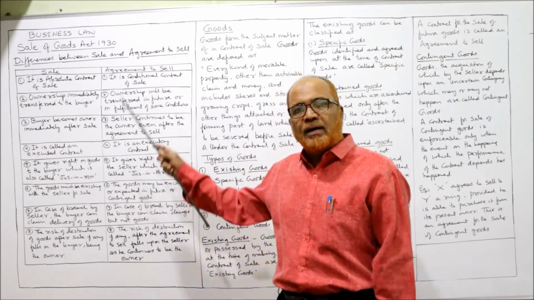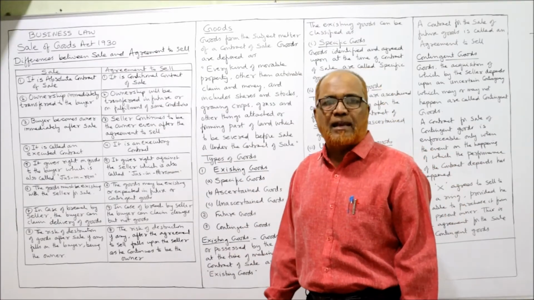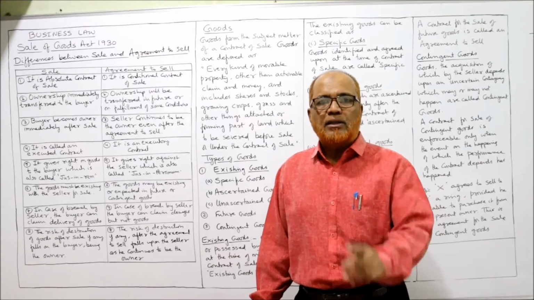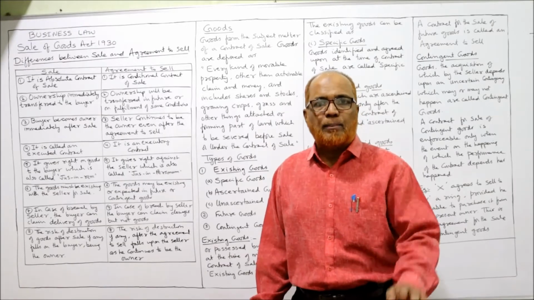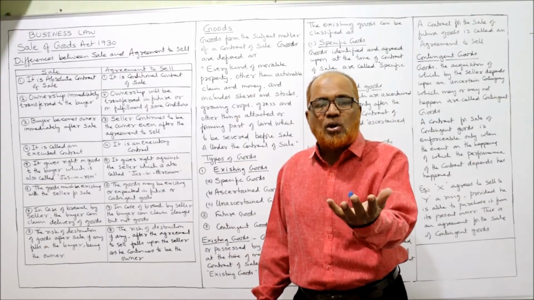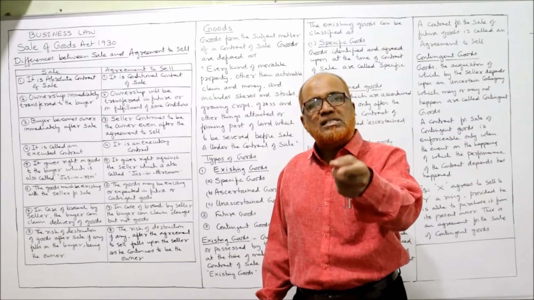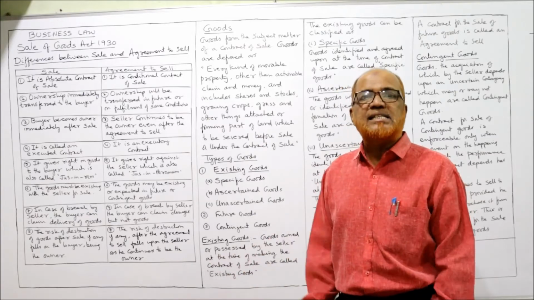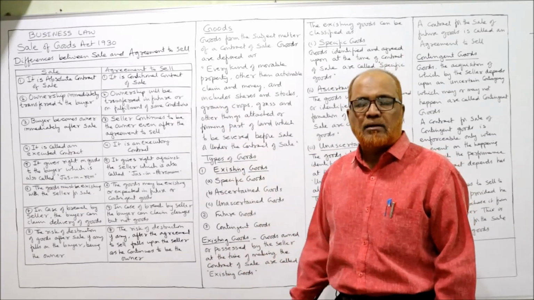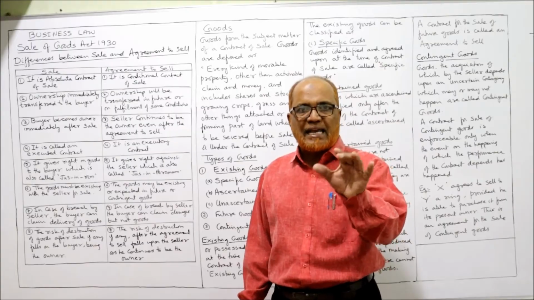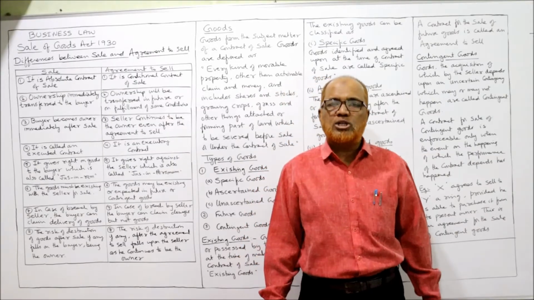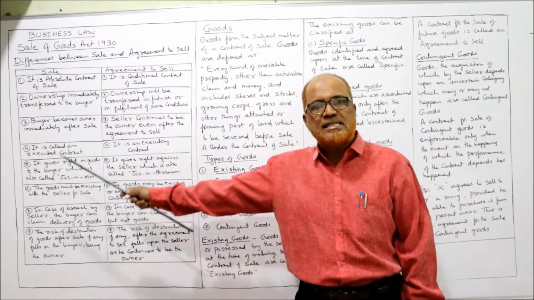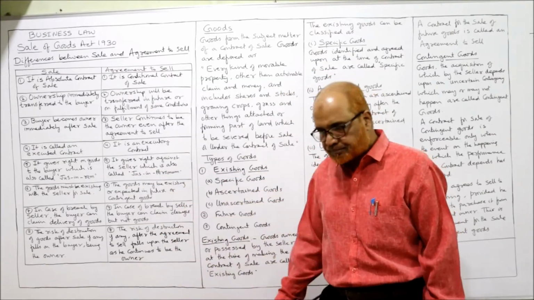But in case of agreement to sell, if the goods are destroyed after the agreement to sell, the loss will be of the seller, not of the buyer, because the property in the goods is not yet transferred. The owner is still the seller. So destruction of the subject matter should be borne by the seller in case of agreement to sell. So these are the differences between sale and agreement to sell. In examination, a theory question will be asked like, explain the differences between sale and agreement to sell.